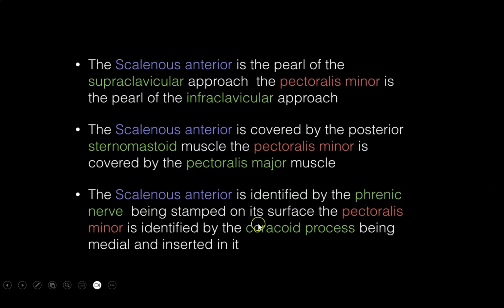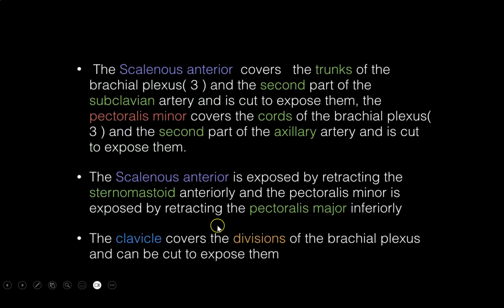Pectoralis minor is identified by the coracoid process, which gives the insertion of the muscle, and when you find the coracoid, the pectoralis minor is medial to it. Another pearl: the scalenus anterior covers the trunks of the brachial plexus, which are three trunks, upper, middle, and lower trunk, as well as the second part of the subclavian artery, and you can cut it to expose them.